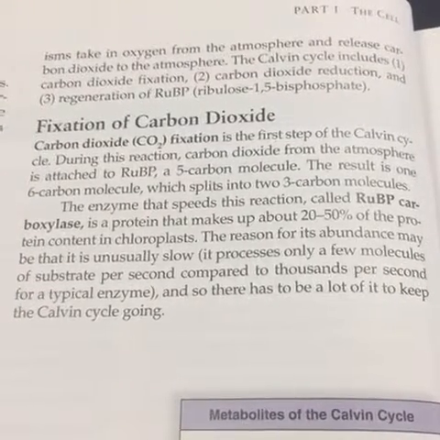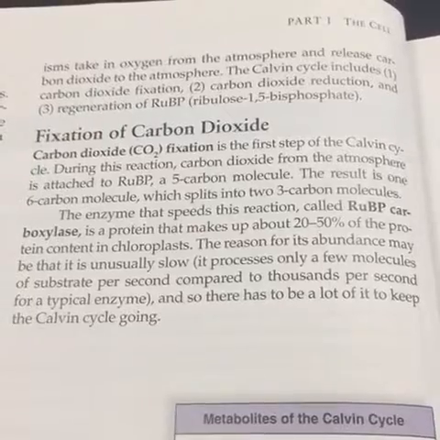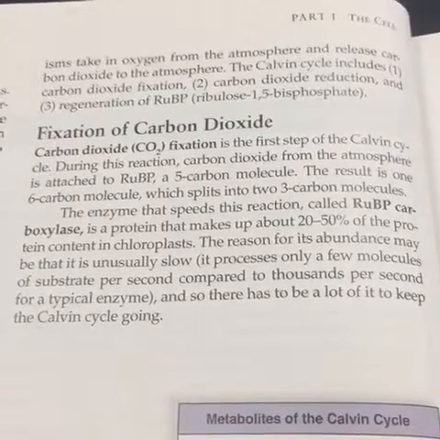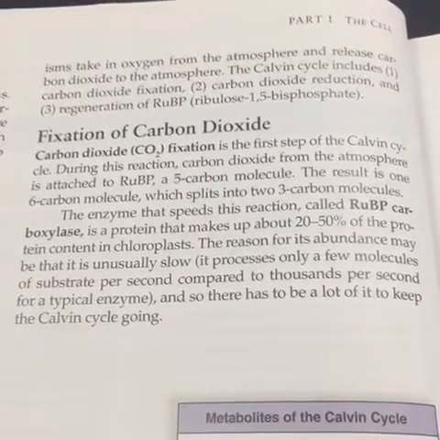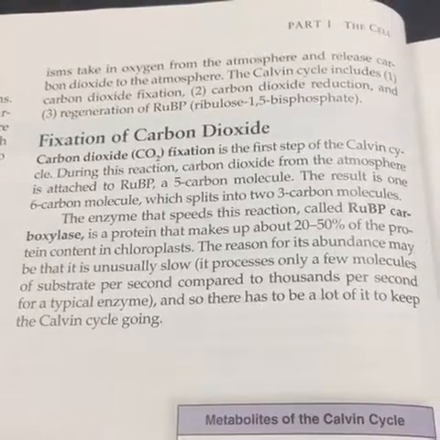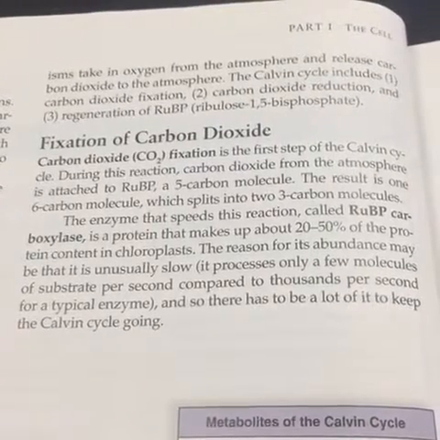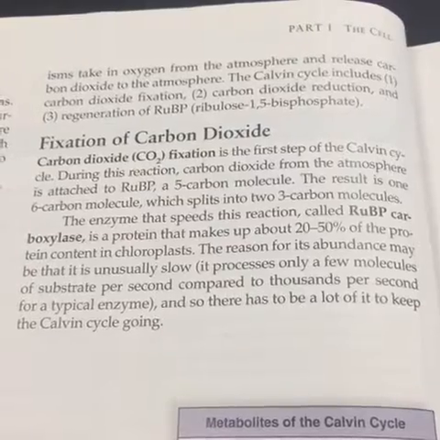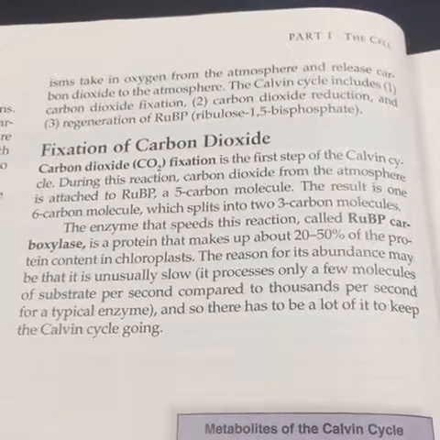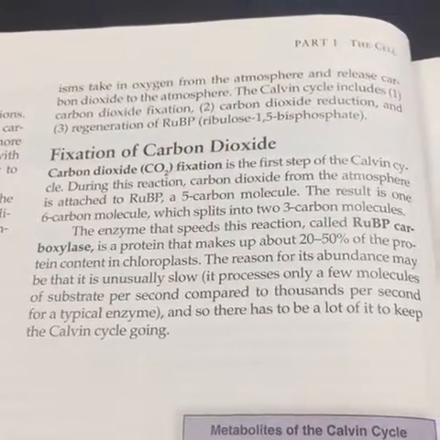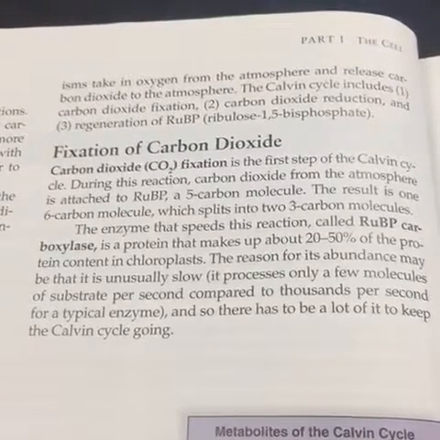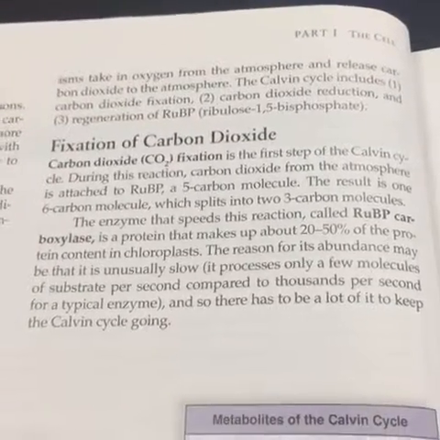chloroplast. The reason for its abundance may be that it is unusually slow. It processes only a few molecules of substrate per second compared to thousands per second for a typical enzyme. And so there has to be a lot of it to keep the Calvin cycle going.